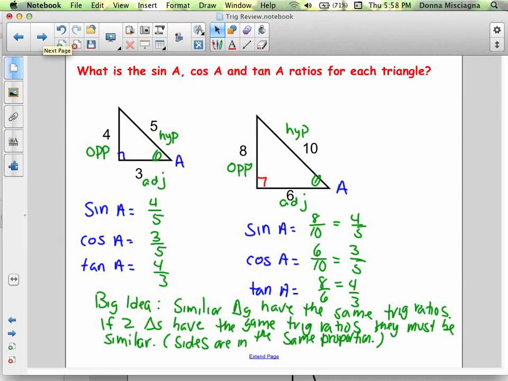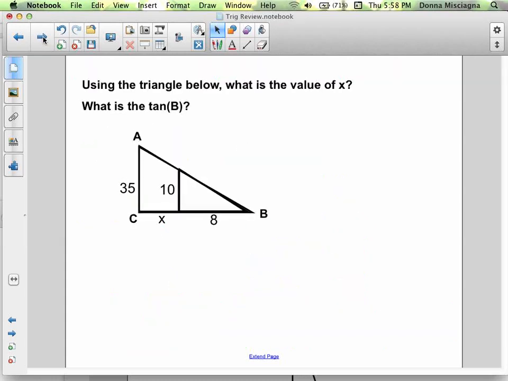This one's going to involve a little bit of solving before we can find our trig ratios. So first, there's going to be a problem very, very similar to this on the formative. Using the triangle below, what's the value of x and what is tangent B? All right, so notice we have two overlapping triangles. Do not compare x with 8 because x is not a side in a triangle, and it is not going to be in the same ratio as the sides 10 and 35. I guarantee you that.